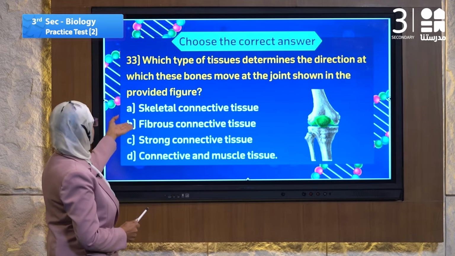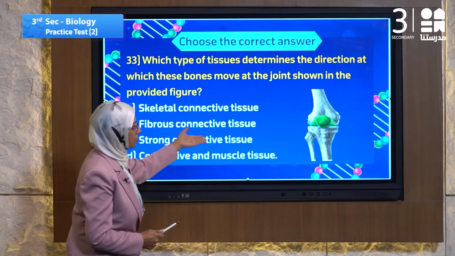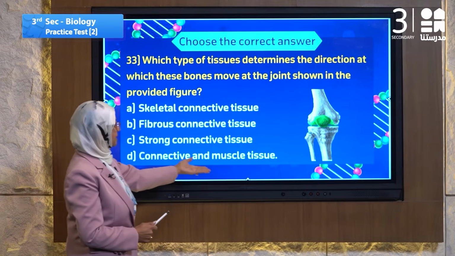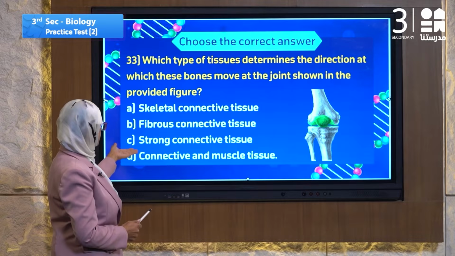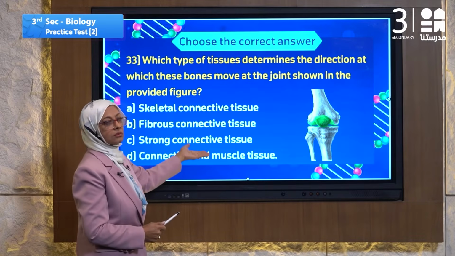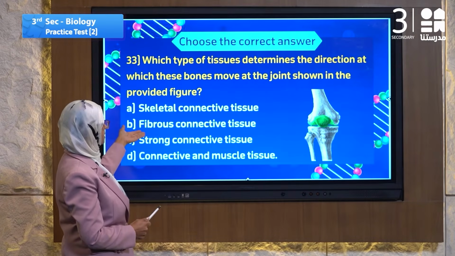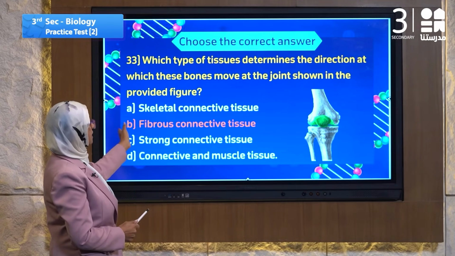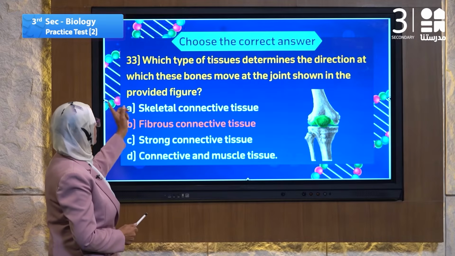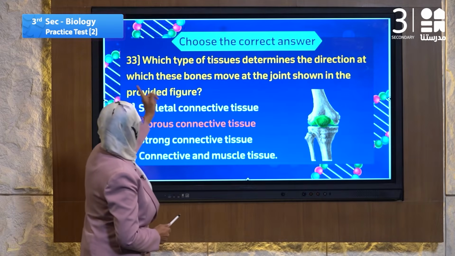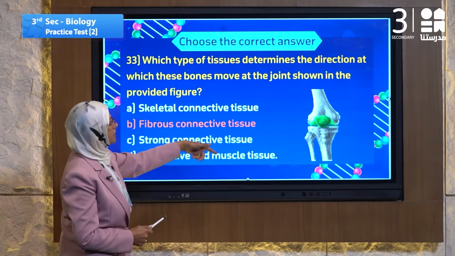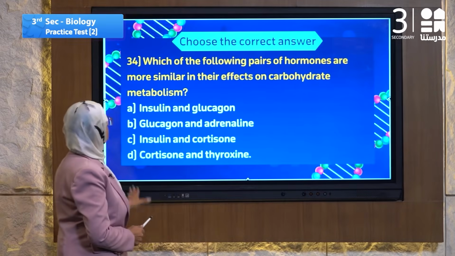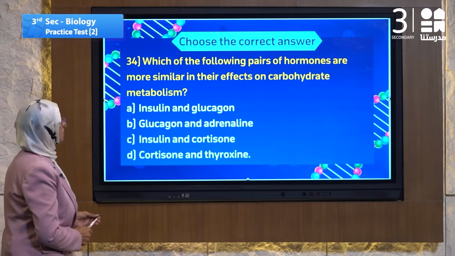A: skeletal connective tissue. No, it's not skeletal connective tissue. B: connective and muscular tissue. No. C: strong connective tissue. No. So the answer is fibrous connective tissue. That's the answer. That shows the direction of movement of these joints. It's fibrous connective tissue. Let's go to question number 34.